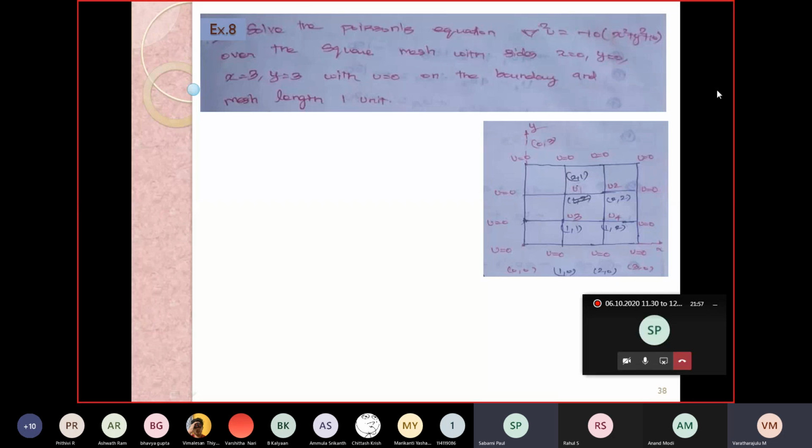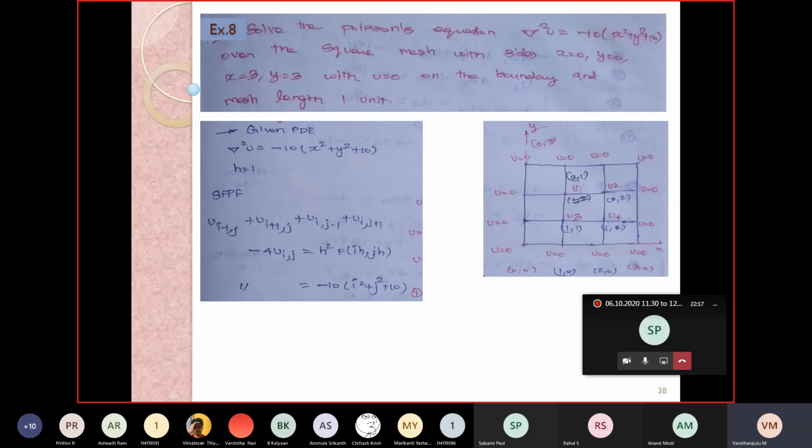Okay, today we will solve this particular problem. The solution procedure is slightly different from Laplace, and it won't be an iterative method. This is the equation. In the given partial differential equation, the RHS is minus 10 into (x square plus y square plus 10). Here h is equal to 1, the mesh length given in the problem itself, and therefore h and k are equal to 1.